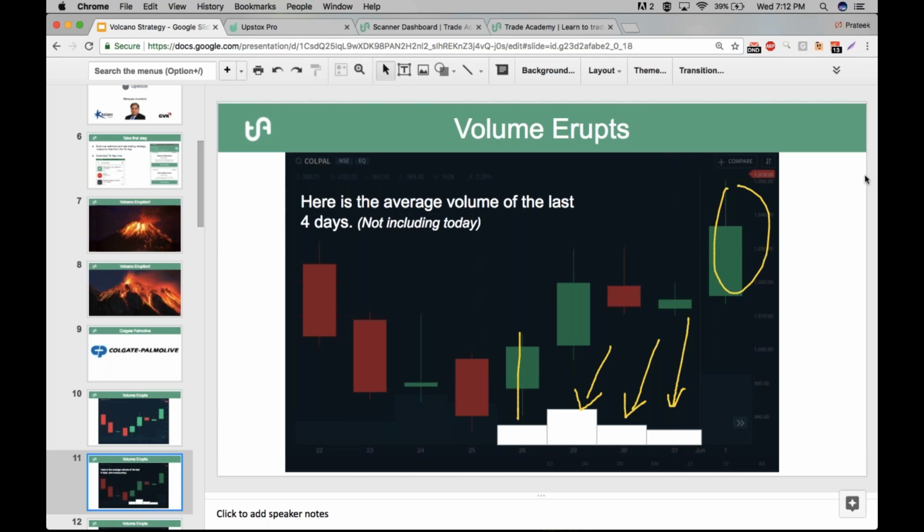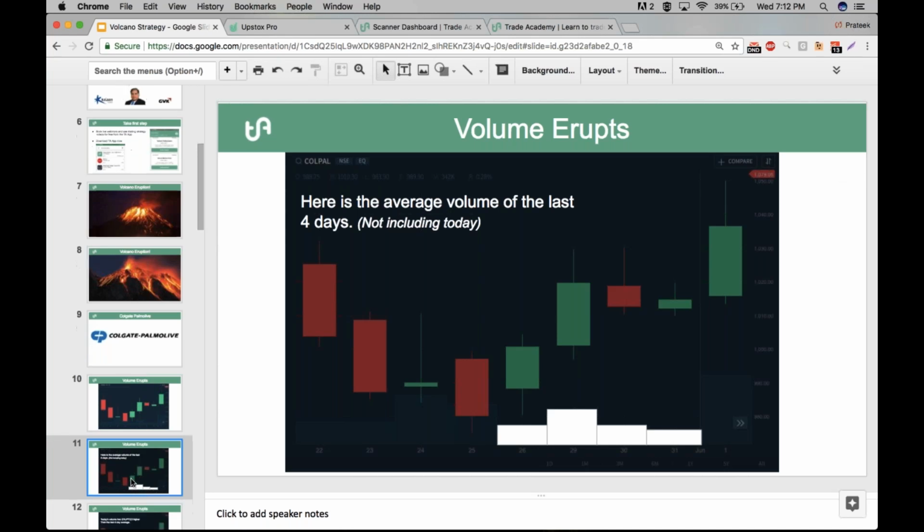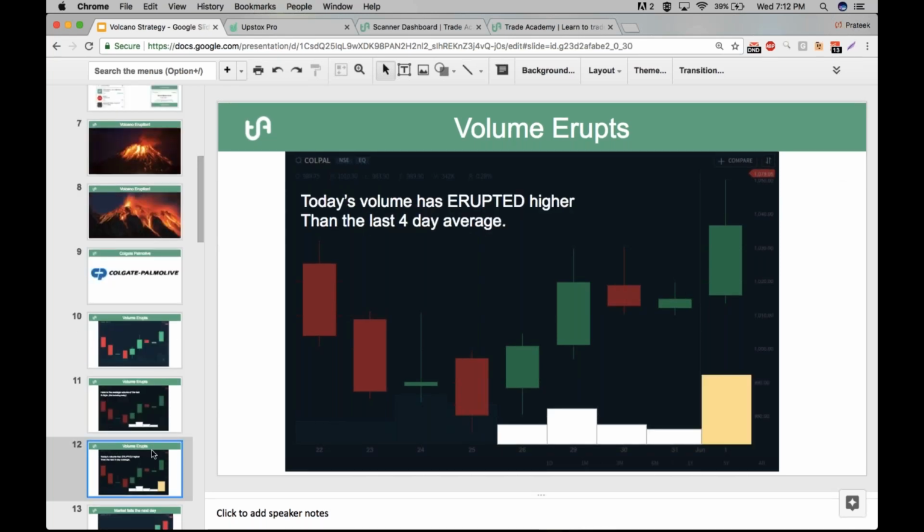अब आपको बहुत interesting चीज दिखाता हूँ मैं. I'll show you a very interesting observation. Look at today's volume. Okay, let's assume this is today. Obviously, this is June 1st, but let's assume it's today. Do you think today's volume has erupted as compared to the last 4 days? Please put in your answers.